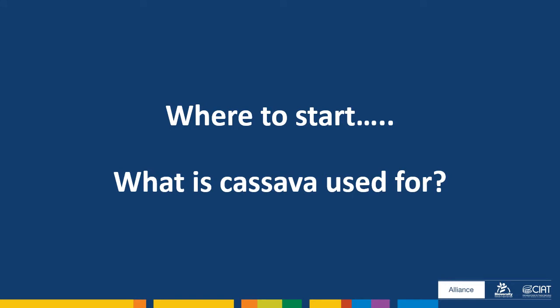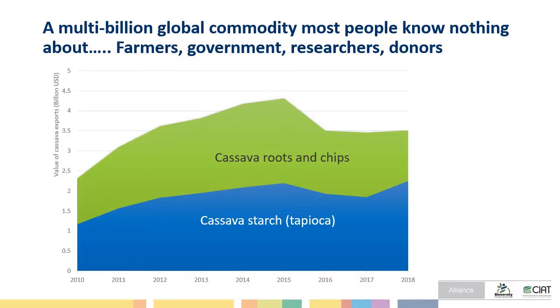So now I just want to give a bit of a flavour of what we did rather than go into a whole lot of detail. Where we usually started in the project, regardless of whether it was at the farm level or at a policy level, was to get people thinking about what cassava is used for. Because it's very hard to look at what the future holds if you don't know what it's actually being used for and what other commodities may impact it. So what I say is it's a multi-billion-dollar commodity that most people know nothing about, and that included farmers, government, researchers, and including donors. You can see here at the start of the project, we used to say it was over a $4 billion export crop for Southeast Asia.